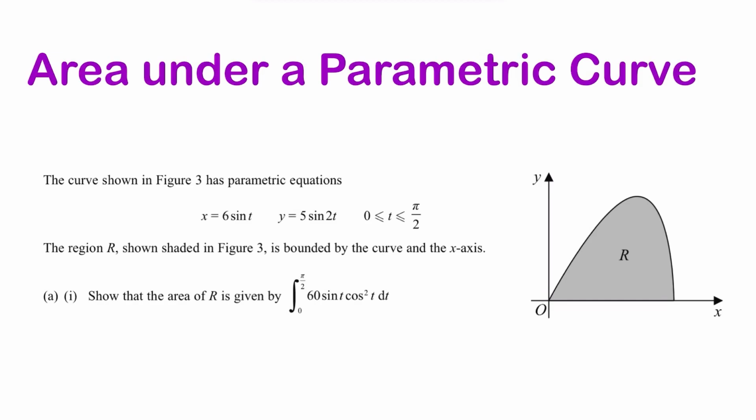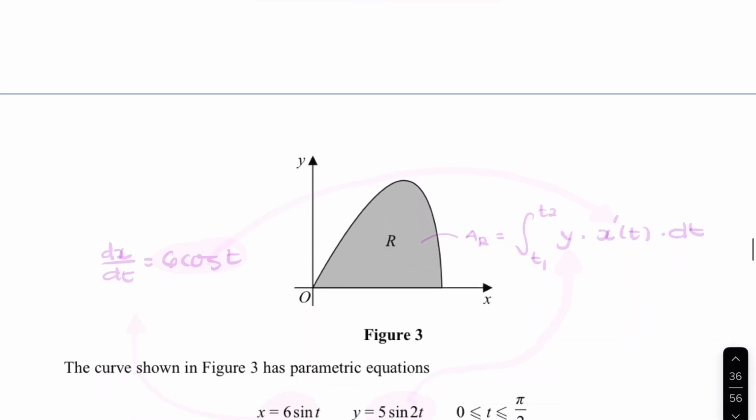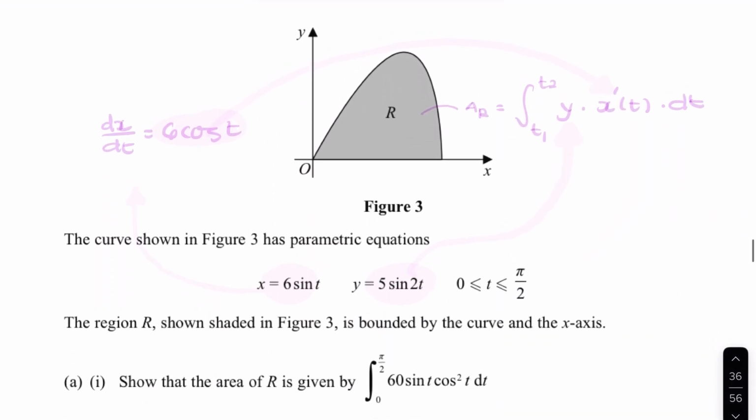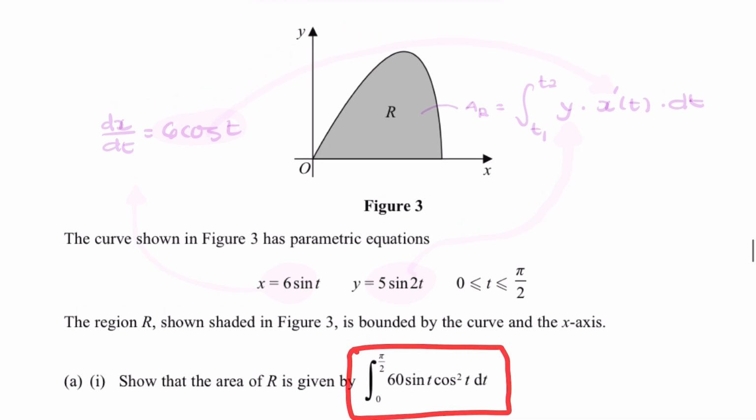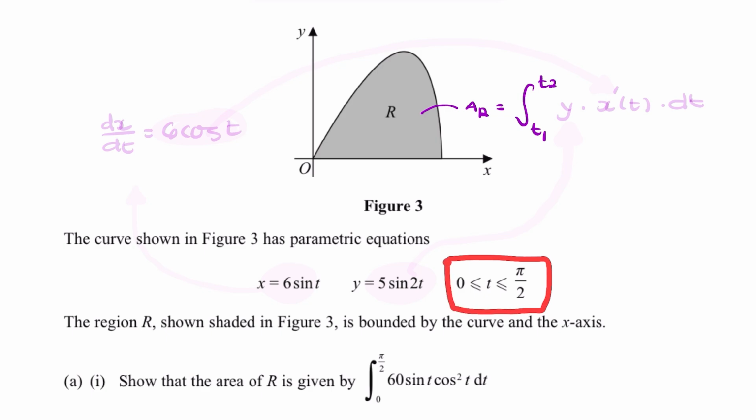So in this question, we have a parametric curve, that is a curve defined by parametric equations, x and y in terms of t, and we're asked to find this area R. So when you have a parametric curve, the formula we use to find the area is to say that the area is the integral from the first time to the last time, so from t1 to t2, y multiplied by the derivative of x dt.